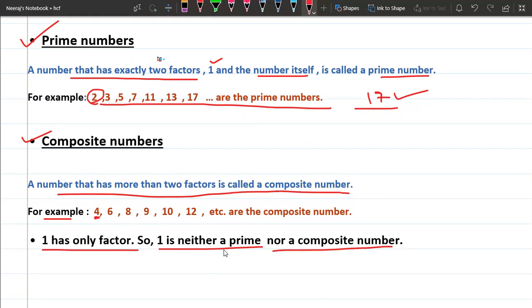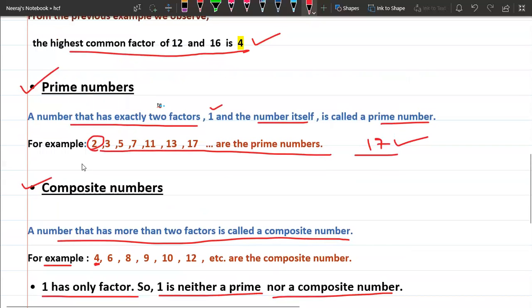Why is it not prime? Because we cannot split it in two parts, and the prime definition says that if it has two factors, then it is a prime number, but 1 has only one factor, so it is not prime. And why is 1 not a composite number? Because a composite number has more than two factors. But again, 1 has only one factor. That's why 1 is neither a prime nor a composite number.